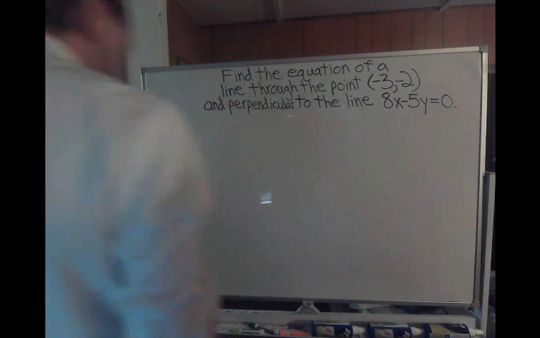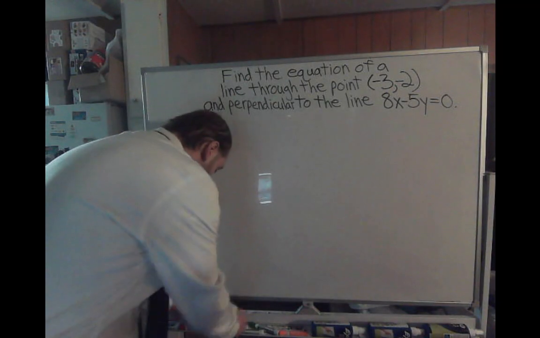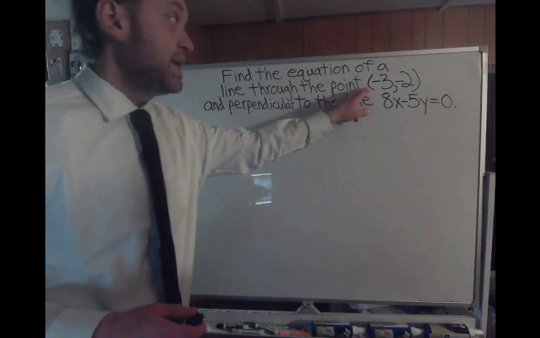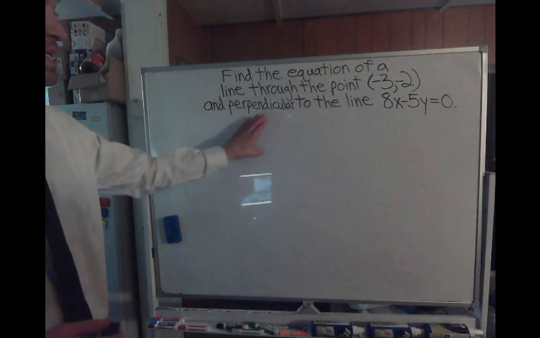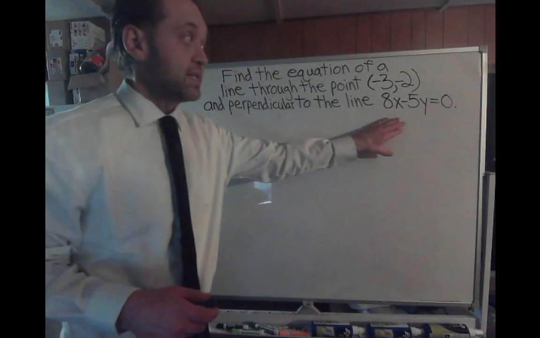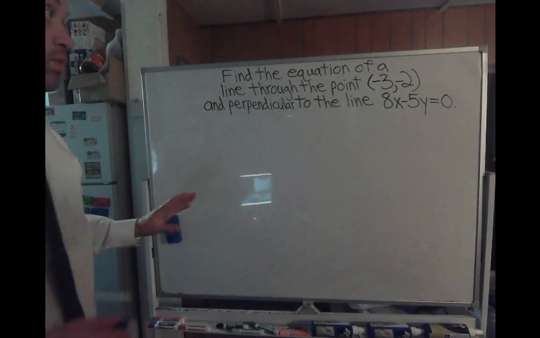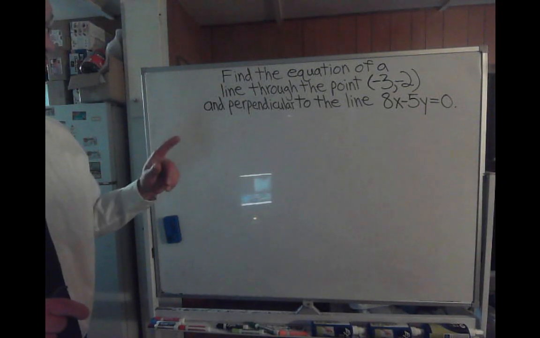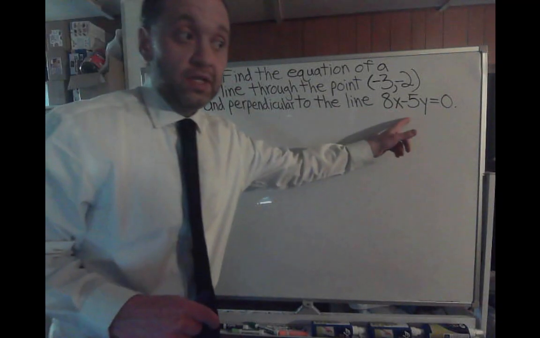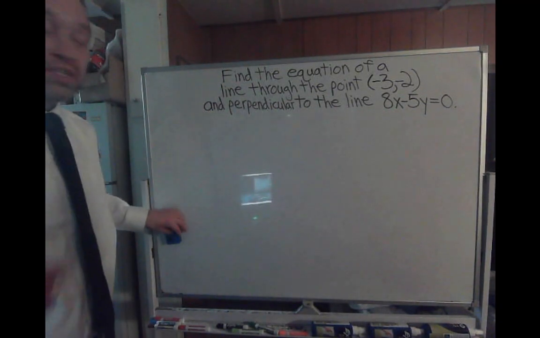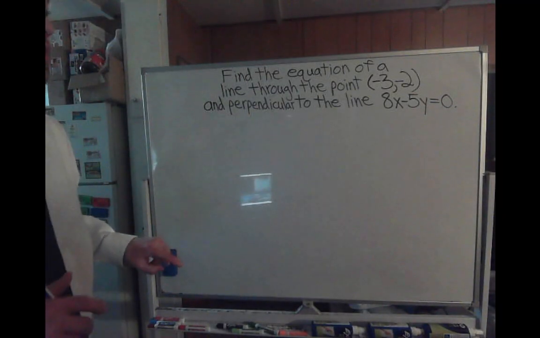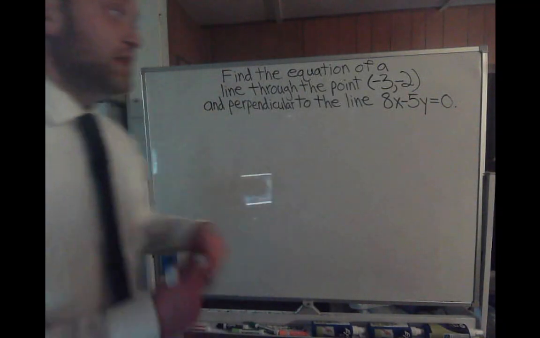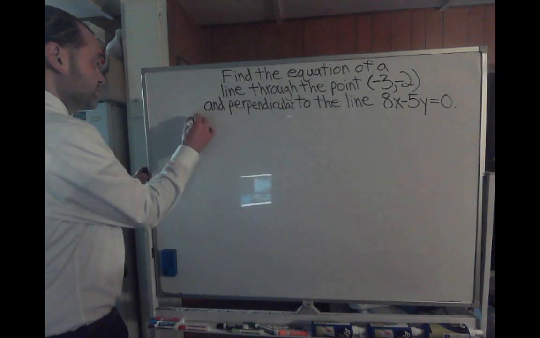Okay, so this time we're being asked to find the equation of a line through the point negative 3, negative 2 and perpendicular to the line 8x minus 5y equals 0. So now they want us to find the equation of a line through a point and perpendicular to a given line. Well, we'll start this the same way. We're going to find the slope of the first line, 8x minus 5y equals 0, right?